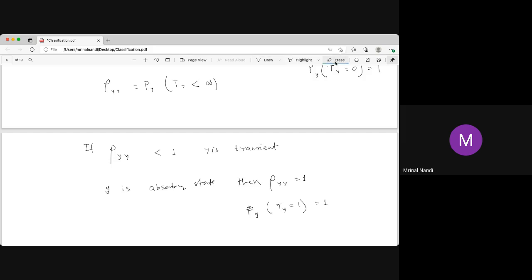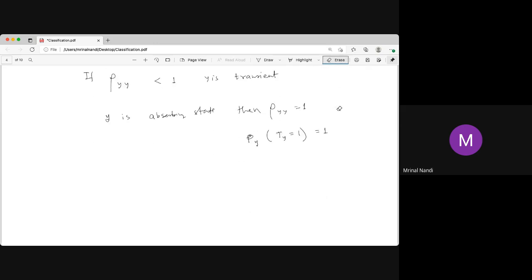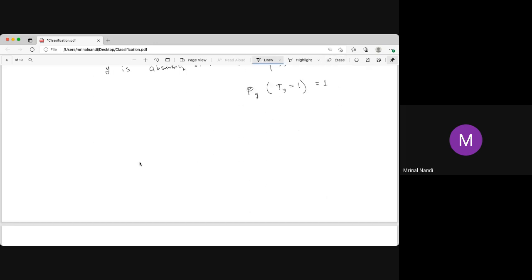Now we'll see some theorems and results on the classification of different states. We first define an indicator random variable. This indicator function 1_y(Xn) is 1 if Xn equals y, and 0 if Xn is not equal to y. If the random variable takes value y, then it is 1. If it does not take value y, it is 0.